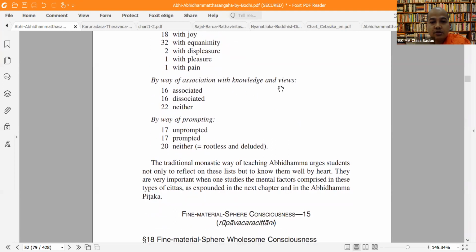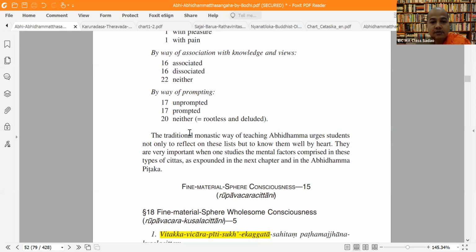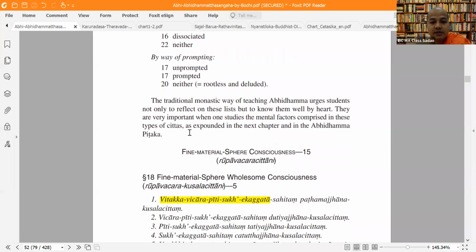By way of association with knowledge and views, these are ditthigata sampayutta, ditthigata vippayutta, and without these two, neither ditthigata sampayutta nor ditthigata vippayutta. By way of prompting, so this is a different classification.